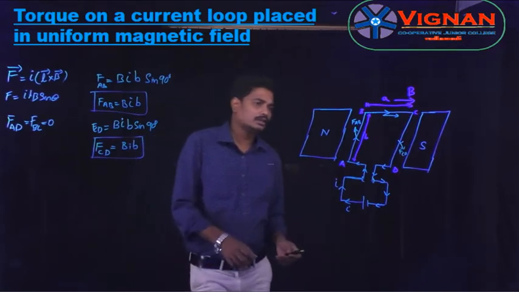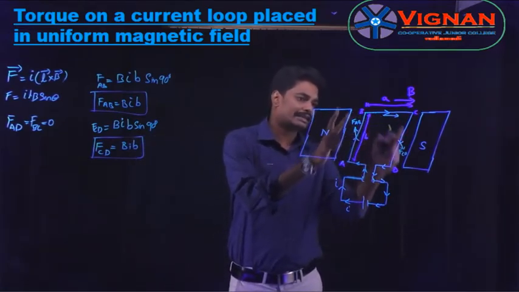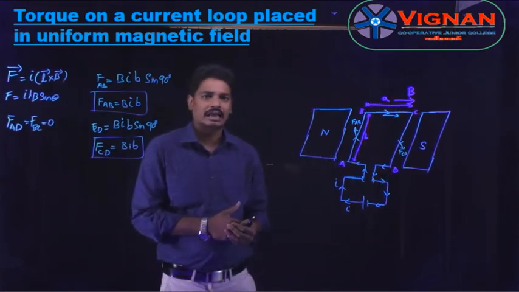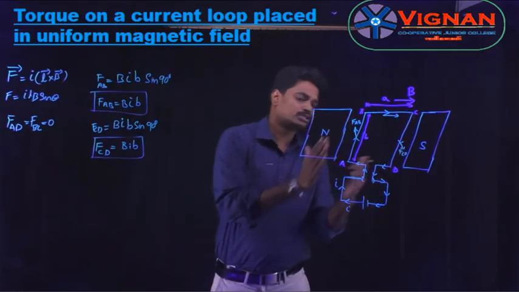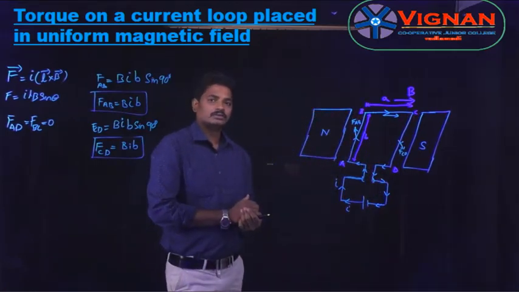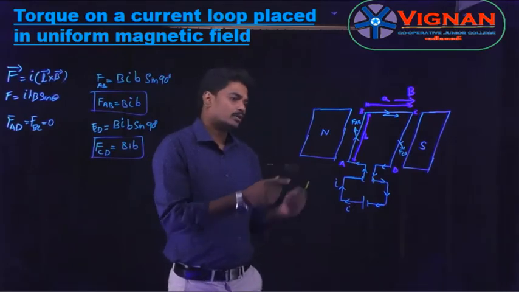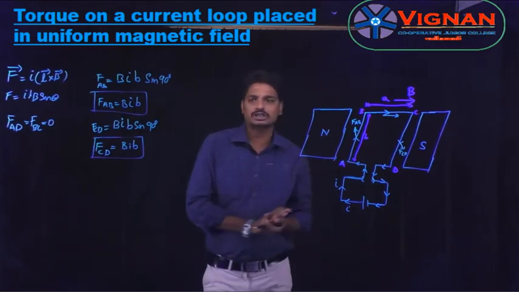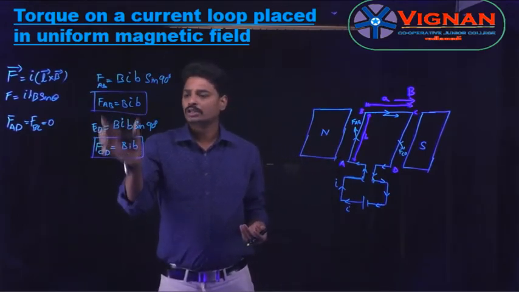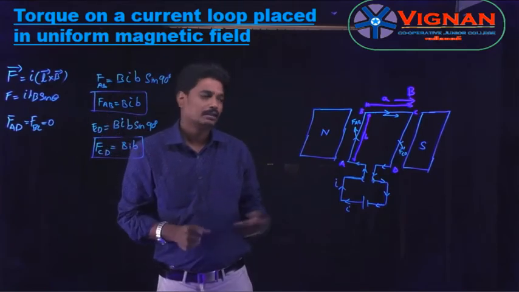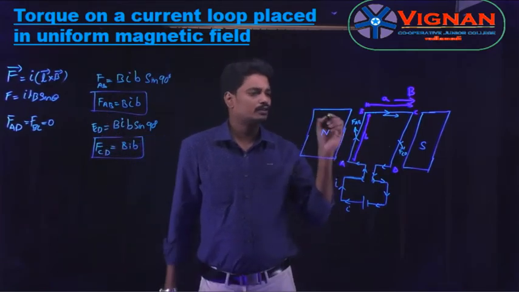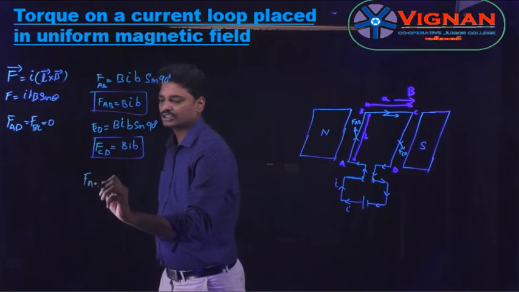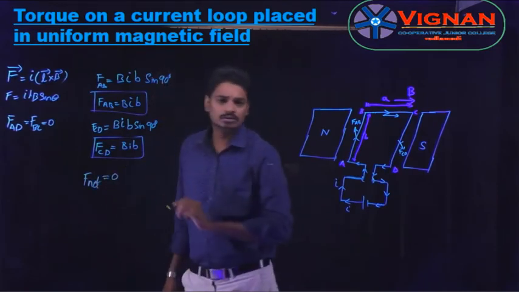So here you can see on the rectangular loop, on the wires above and below there is no force acting. But on these two sides AB and CD, two forces are acting. One force is into the board, another force is out of the board. As you can observe, both magnitudes are equal, BIb, and the directions are opposite. So here the net force is 0.